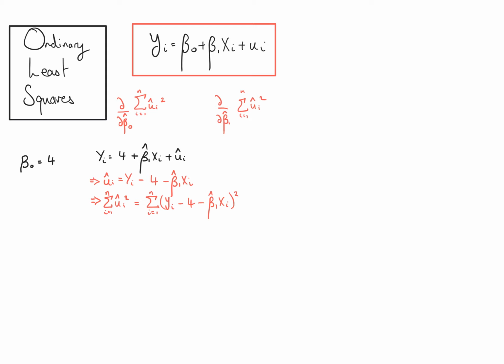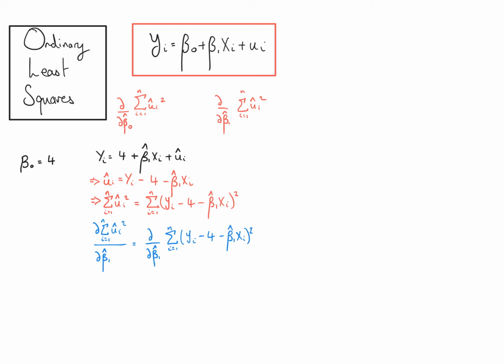Now we're going to want to differentiate this expression with relation to what we're choosing, which is beta 1 hat. So we're going to differentiate the sum from i is equal to 1 to n of ui hat squared with relation to beta 1 hat, which is equal to the derivative with relation to beta 1 hat of the sum from i is equal to 1 to n of yi minus 4 minus beta 1 hat xi, all squared.